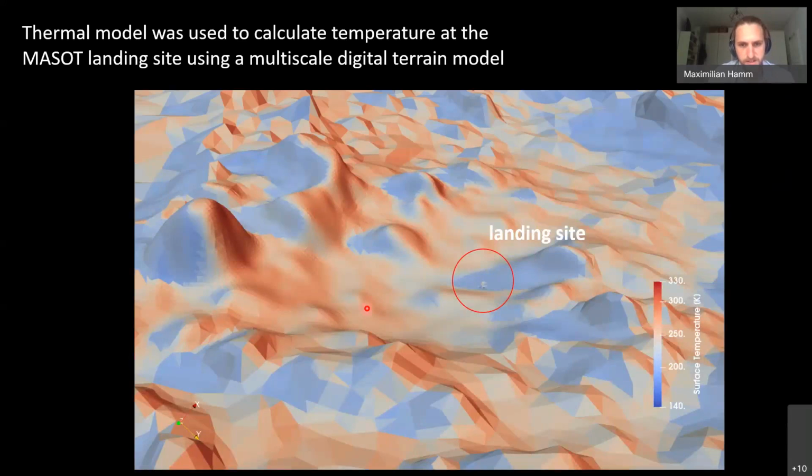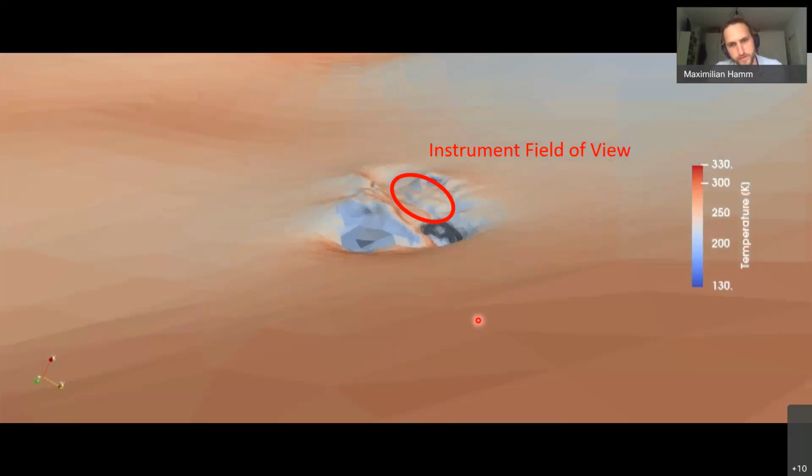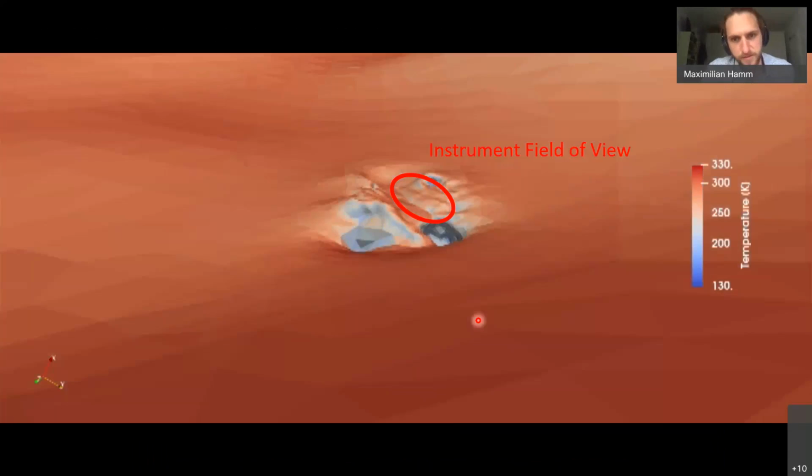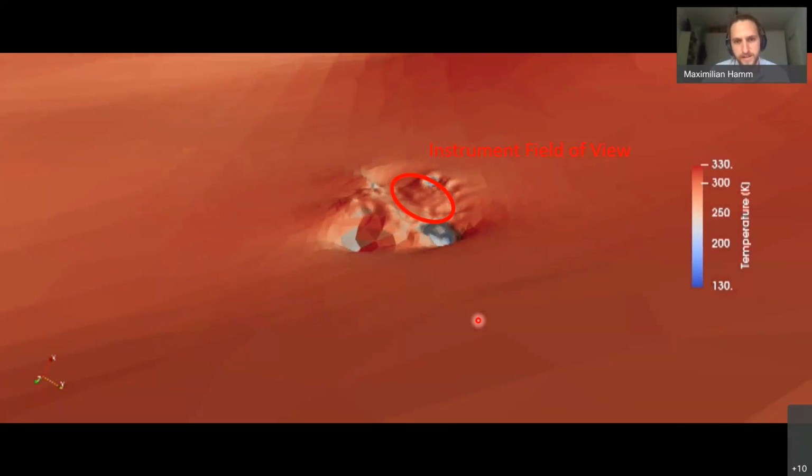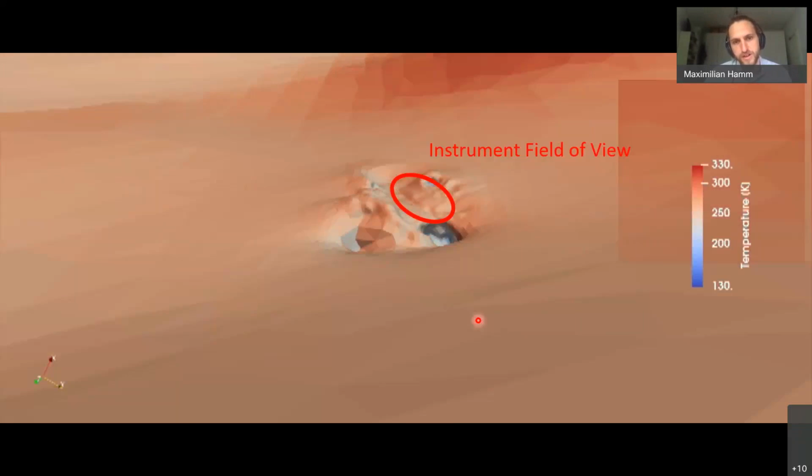I coupled this thermal model to a digital terrain model of the landing site. So it's a multi-resolution model. So here's the landing site. The further you go away from the landing site, the rougher gets the resolution of the terrain model. And when you know the geometry of this terrain model, you can calculate the illumination, and the illumination then determines the temperature together with the material properties.